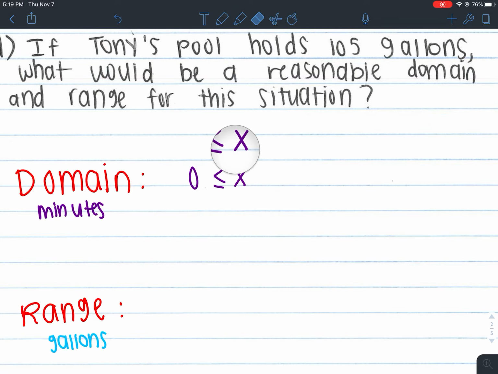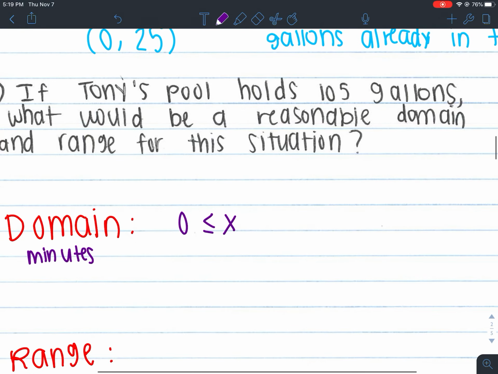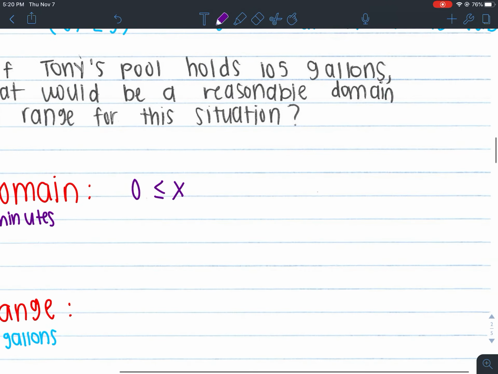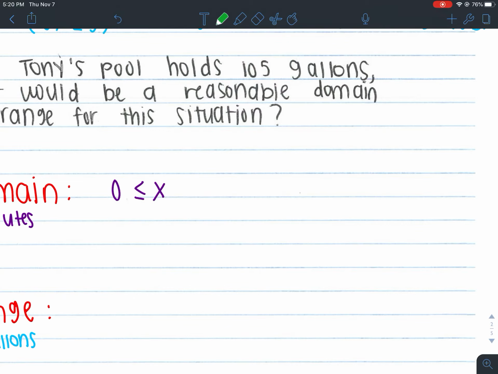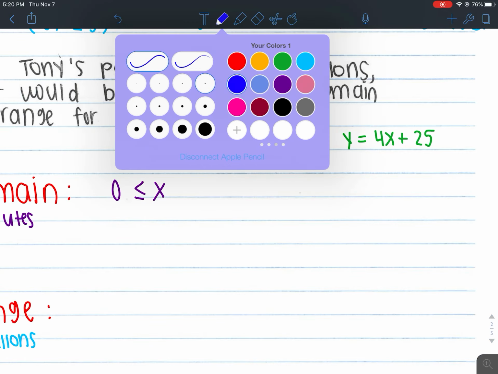And then is there a maximum amount of minutes I'm allowed to fill for? Yes, because your pool can only hold 105 gallons. If you keep filling your pool forever and ever, it's going to overflow and you're wasting water, right? So there is a maximum amount of minutes that we can actually fill the tub up. So let's go ahead and use our equation to help us. Well, the equation that we wrote above was y equals 4x plus 25, because we're going 4 gallons a minute and we already have 25 gallons in the pool.